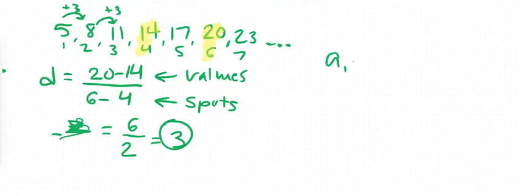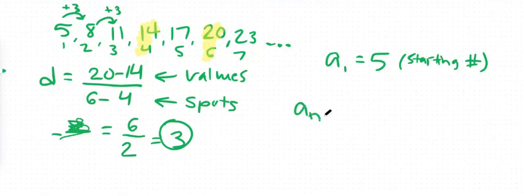I'm going to find my a sub 1. Remember, that's my value at spot 1, which is 5. It's our starting number. And that's all I need. Okay, I have my difference. So using my equation, a sub n is equal to my a sub 1, which is 5, plus my difference times n minus 1. Okay. So there's my equation.